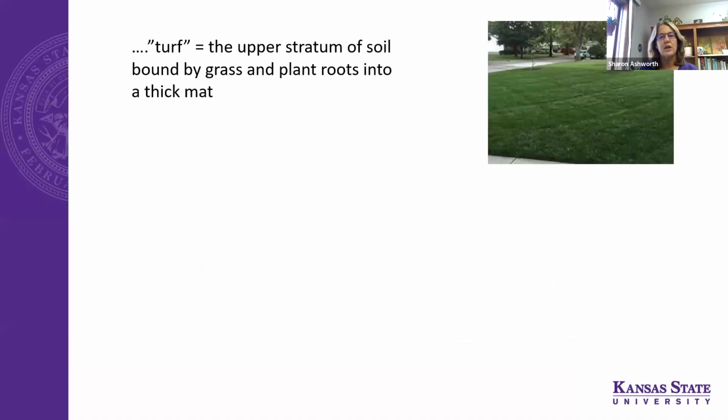So I want to start with some definitions. So first of all, turf, that upper stratum of soil bound by grass and plant roots in a thick mat. The picture there on the right shows what we typically think of when we think of turf. And so that turf grass might be tall fescue, it might be zoysia, it might be Bermuda grass, it might be Kentucky bluegrass. So that's what I mean by turf.